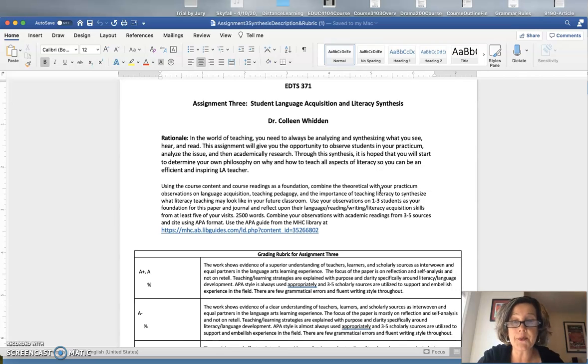in your future classroom. So you're going to use your observations of 1 to 3 students, which your teachers are aware that you should be doing this, as your foundation for this paper, and journal and reflect upon their language, reading, writing, literacy acquisition skills from at least 5 of your visits. So if you take good notes, either during or after, scribble down lots of notes from your practicum.